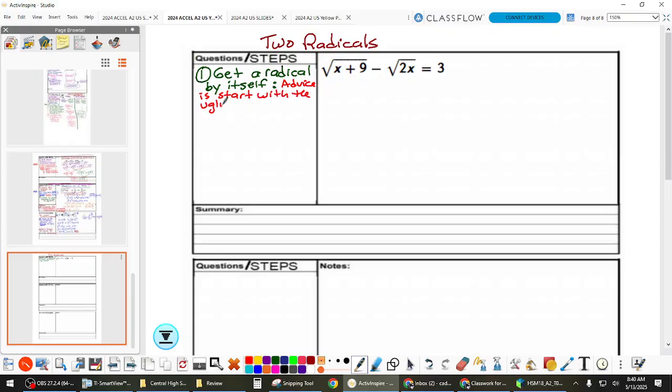Start with the uglier one, if there is one. Sometimes you can't really decide, so who cares? But if there is an obviously worse one, start with it.